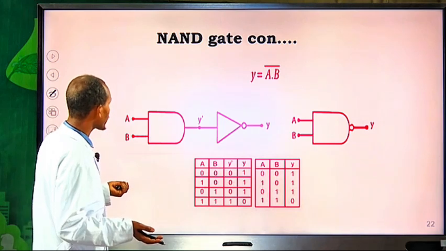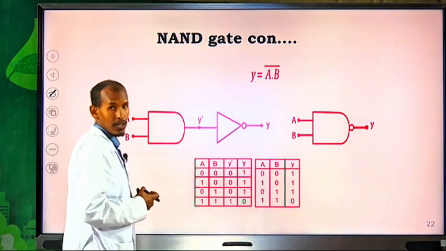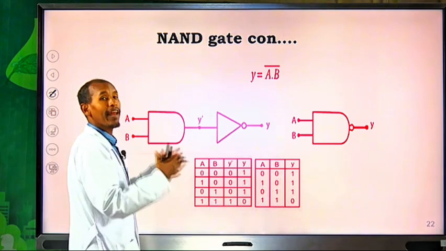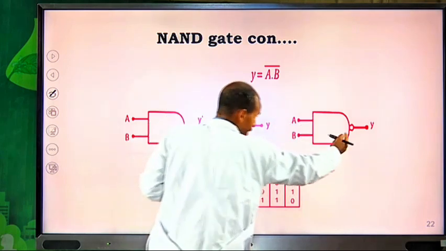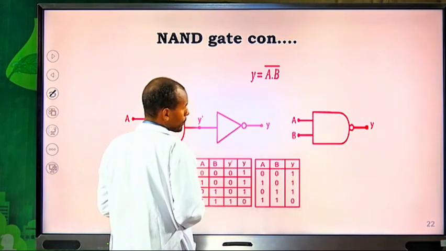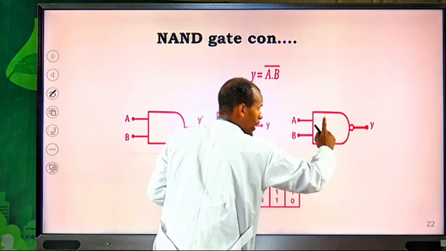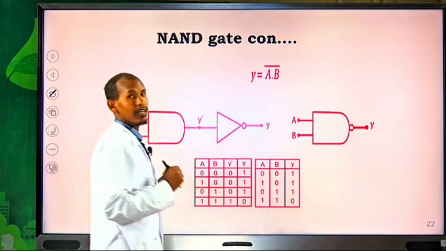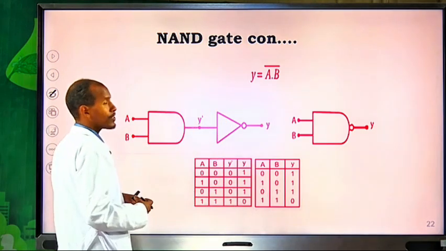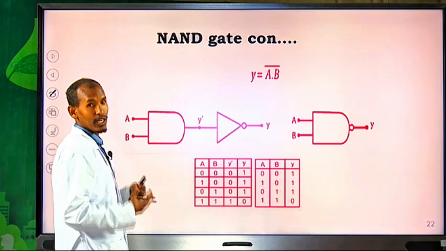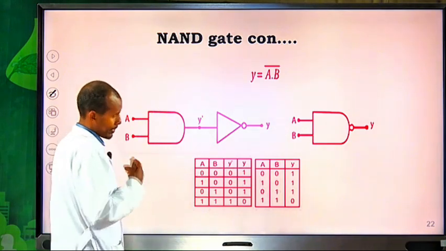Let's see the symbolic representation. Again, we have an AND gate followed by a NOT gate, which is the NAND or NOT AND gate. Or we can represent it using this symbol. This circle represents that there is a NOT gate in the AND gate. And the truth table is the reverse of the AND gate, because we invert the output of the AND gate.